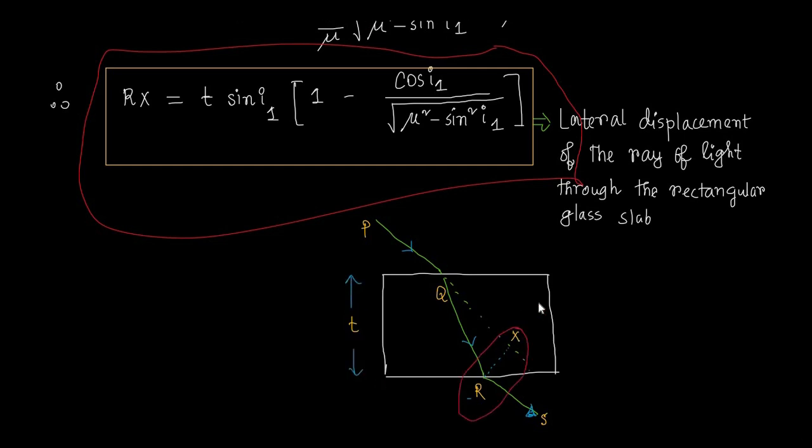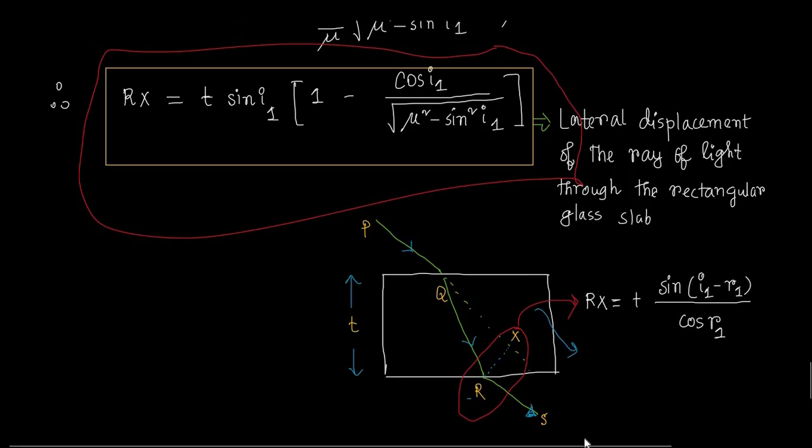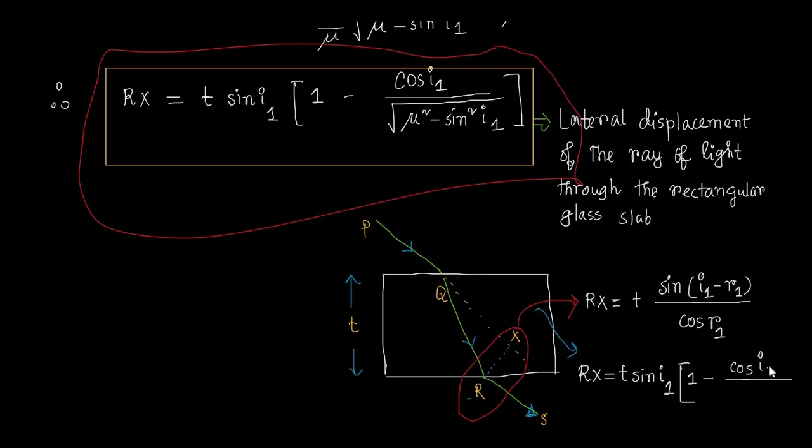In this case Rx is the lateral displacement, which is Rx is equal to T sin (I1 minus R1) divided by cos R1. And also Rx has another expression, that is Rx is equal to T sin I1 into 1 minus cos I1 divided by square root over mu square minus sin square I1.